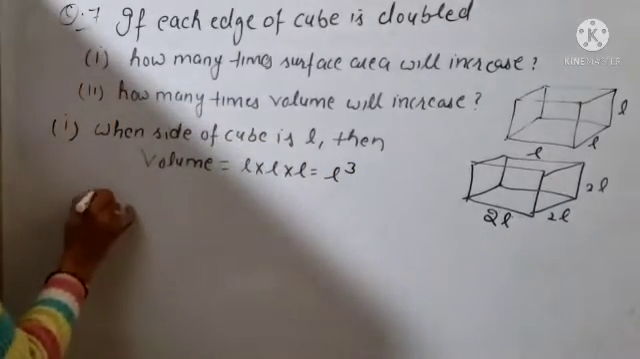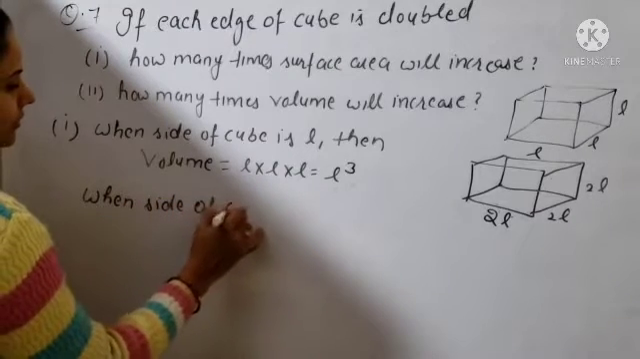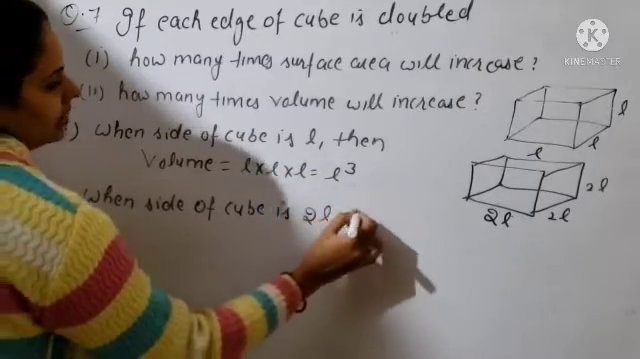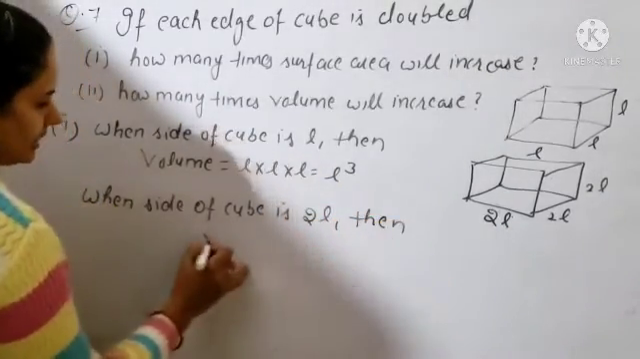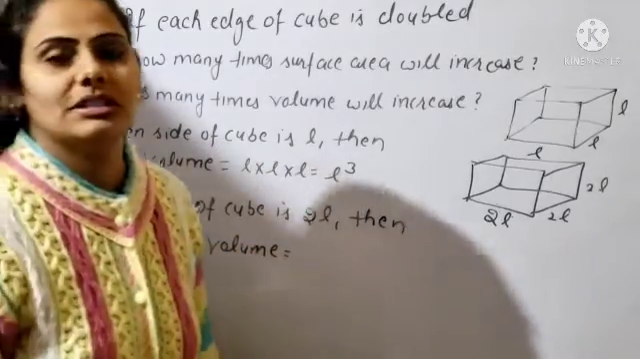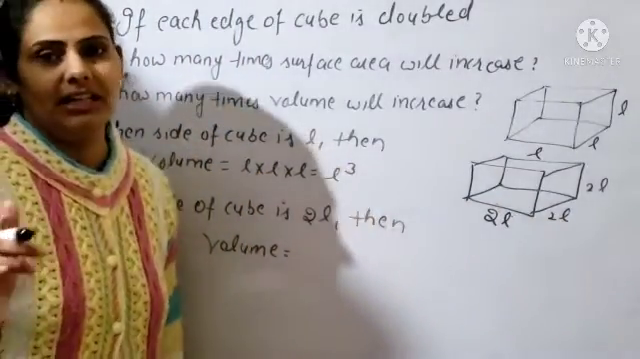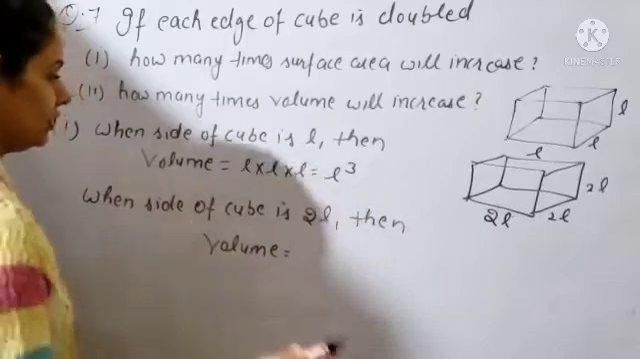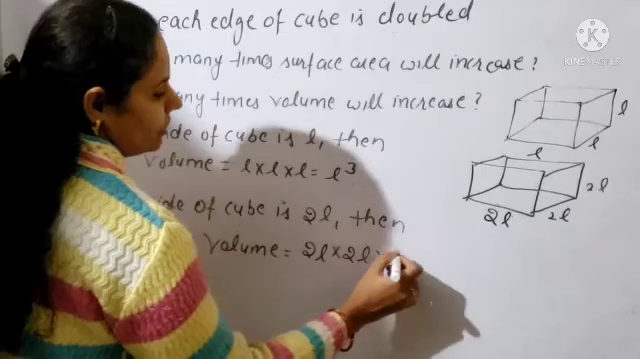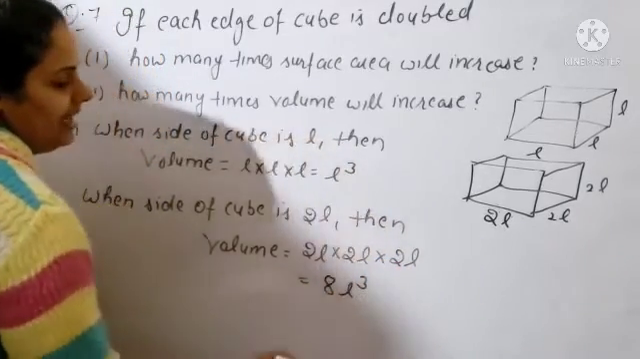Okay, now when side of cube is double of L, so double of L means 2L, then what will be the volume? What will be the formula of the volume? Multiplication of all the dimensions, and all the sides are the same here, so side into side into side, so it will be 2L into 2L into 2L, so it will be 2 times 4 is 8, and L into L into L, it will be 8L cube.